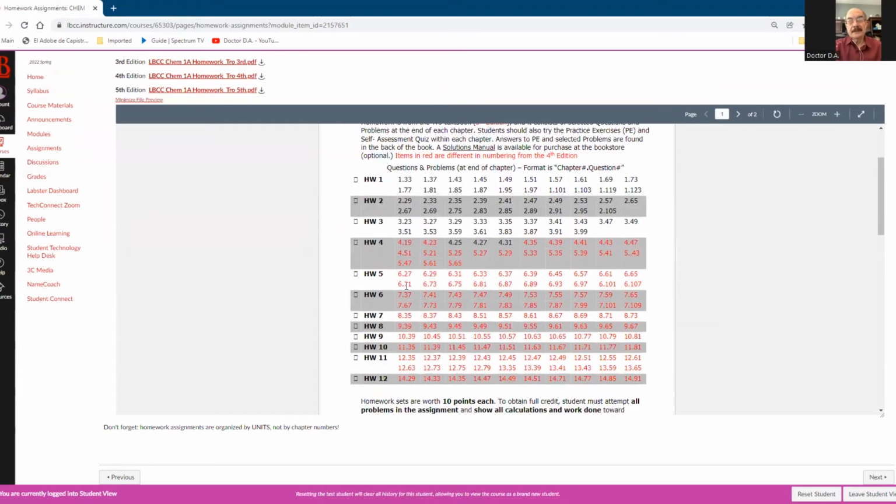Notice again, the homeworks are based on units, but you'll notice that for the 5th edition, homework for Unit 4 involves chapters 4 and 5. So very important that you know. For example, what does 4.27 mean? Well, that means chapter 4, question 27 at the end of the chapter. 5.27 here would mean chapter 5, question number 27 at the end of the chapter.